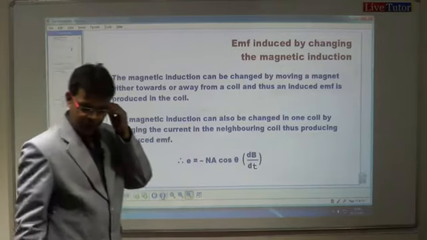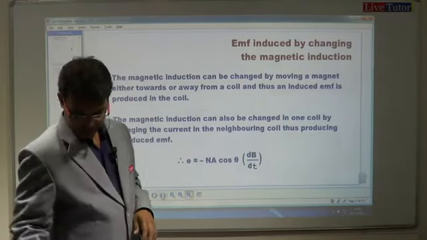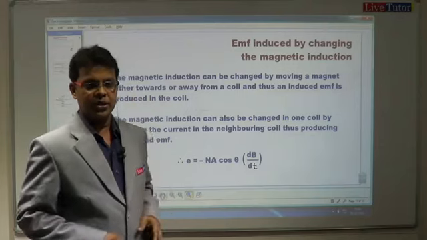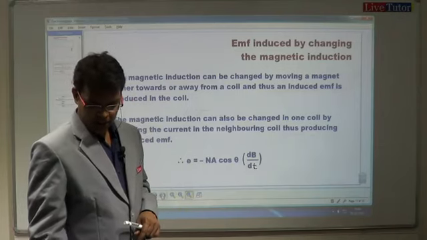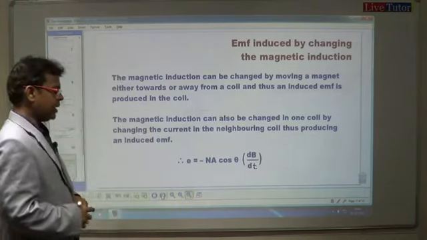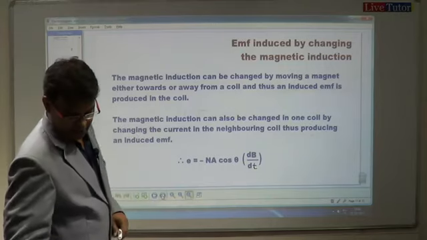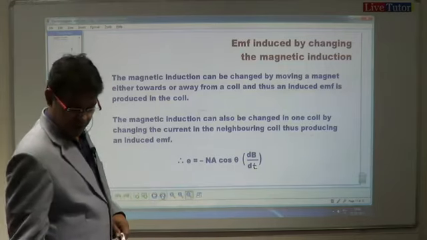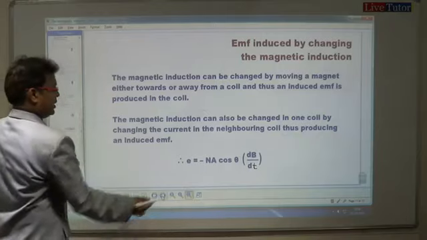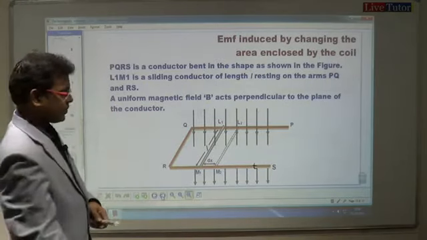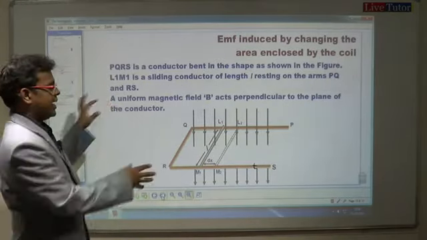The second point என்ன பார்க்கறோம், by changing the area enclosed by the coil. This is another important 5 mark question. Okay? Explain how EMF can be induced by changing the area enclosed by the coil. இந்த question எல்லாம் நோட் பண்ணுங்க. Look at that. So this is the diagram.